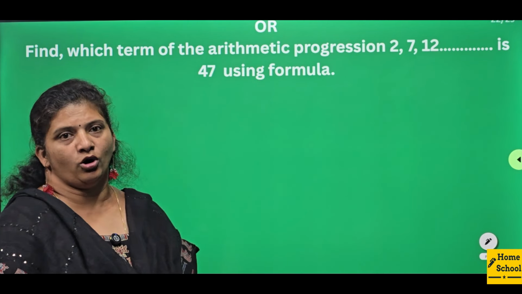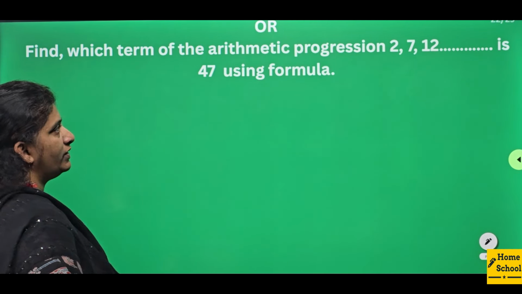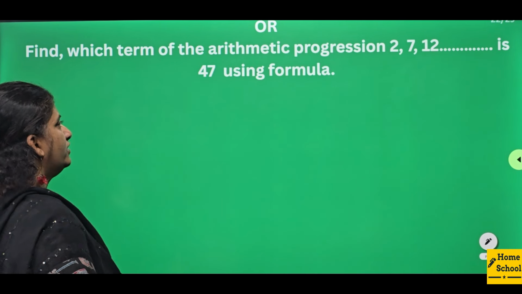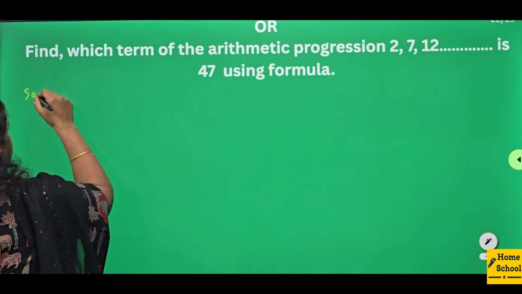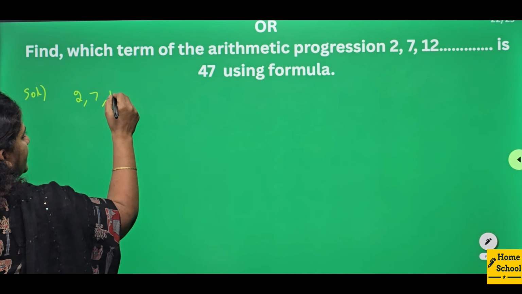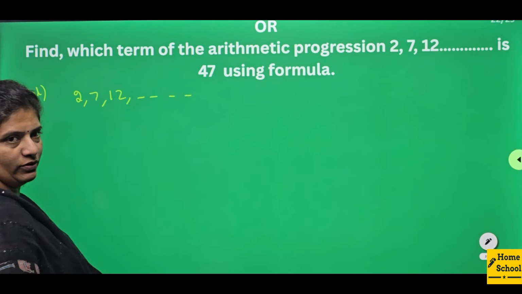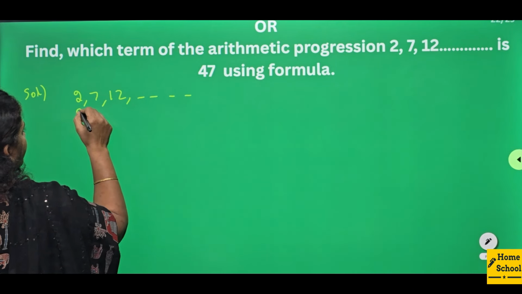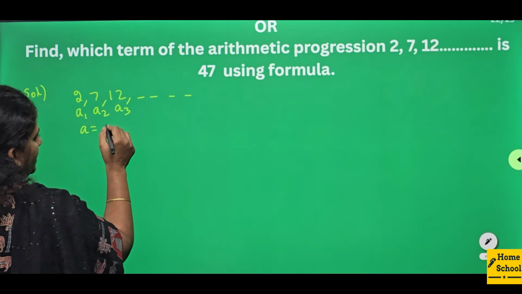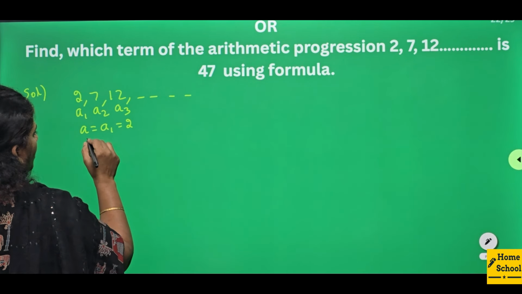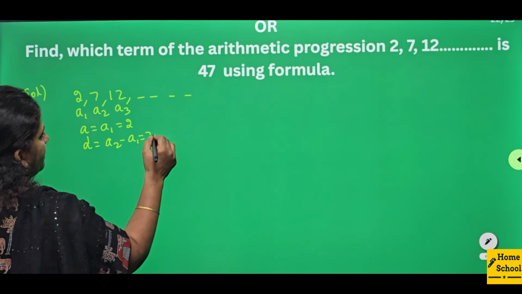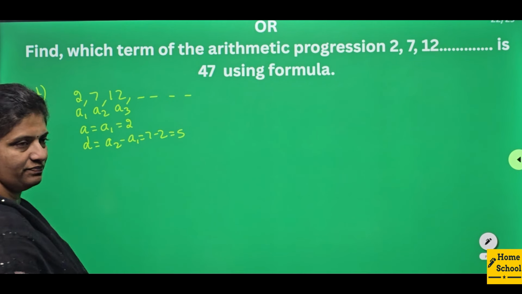In this we have one more OR question. Find which term of the arithmetic progression 2, 7, 12, and so on is 47 using the formula. Let us start the solution. The arithmetic progression given is 2, 7, 12, and so on. We will write a₁, a₂, a₃. First term a₁ is 2. Common difference is a₂ − a₁, 7 − 2 = 5.